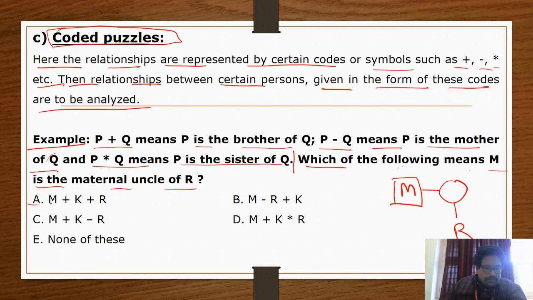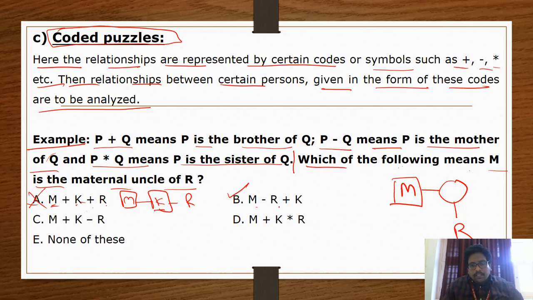Now, first option, M plus K. Now you come and read here. Plus means brother. M is a brother of K. Then K plus R: K is a brother of R. Here I have two generations, here only one generation. So this is not my answer. R's gender is not known, so be very specific. This is not my requirement.